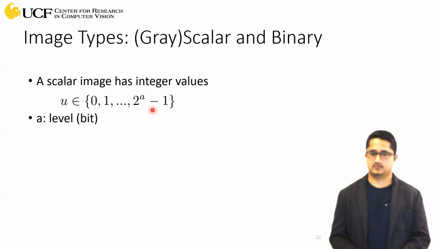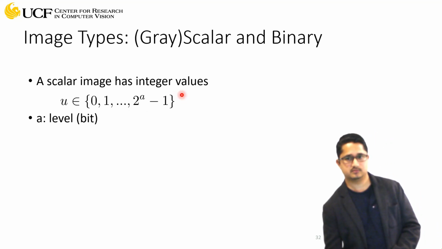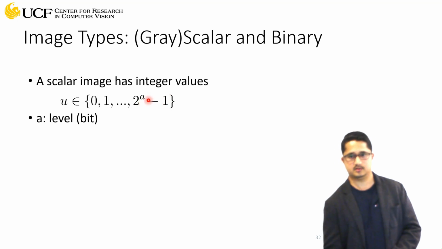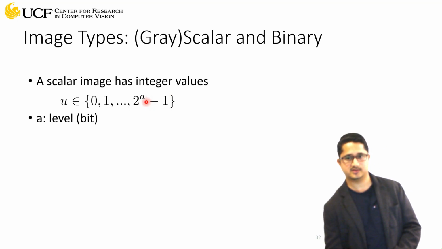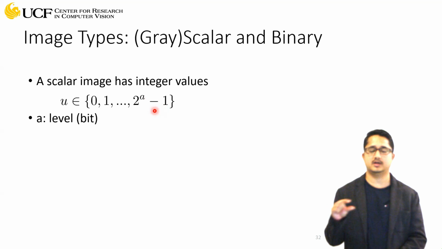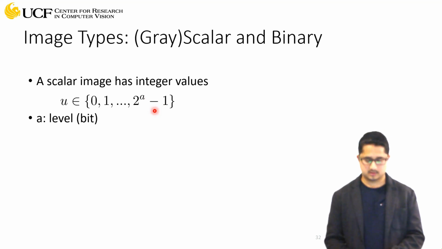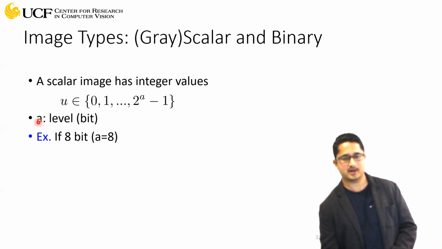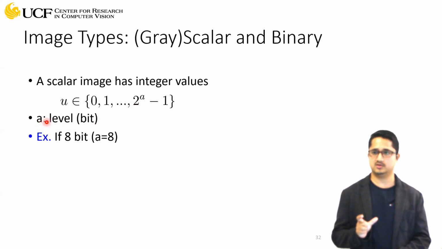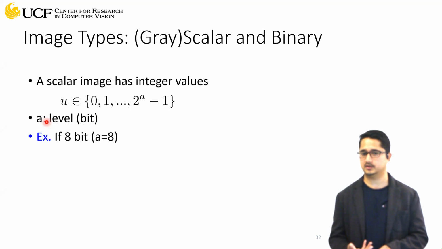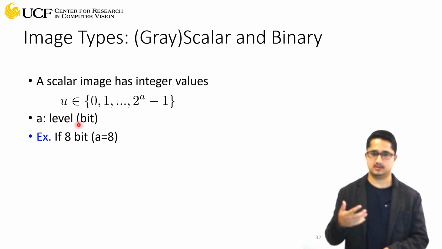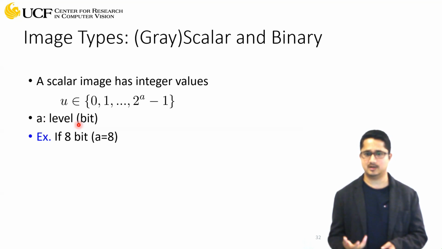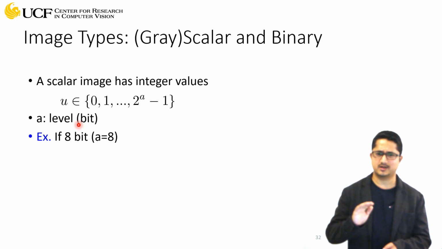Now, the A superscript over here is the bit level. For example, if your bit level is 16, it will be 2 raised to the power 16, minus 1. That will be the maximum number you can have in your image. If you have a higher bit level, you can have a higher range of values, which means your image will be more detailed. But if A is very small, you won't have a lot of possible values. So a higher bit level means a very finely defined image, but if the bit level is low, it's kind of coarse.